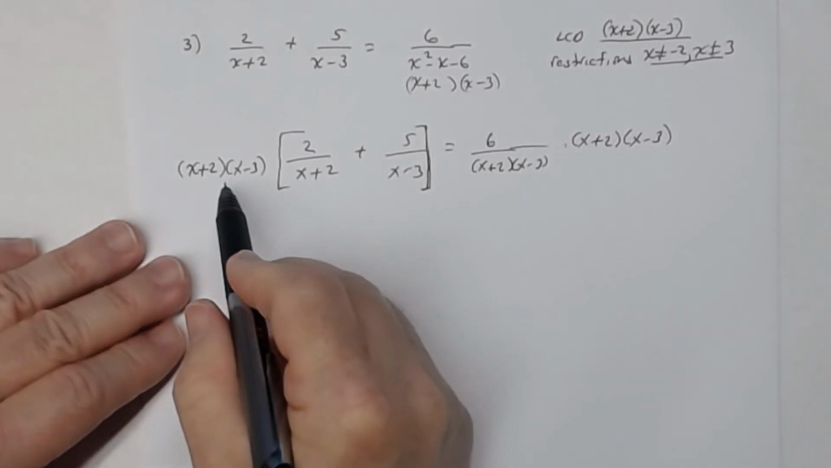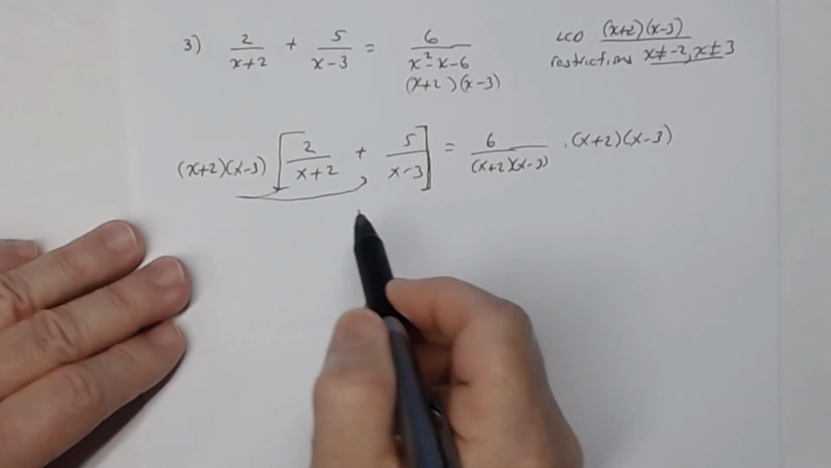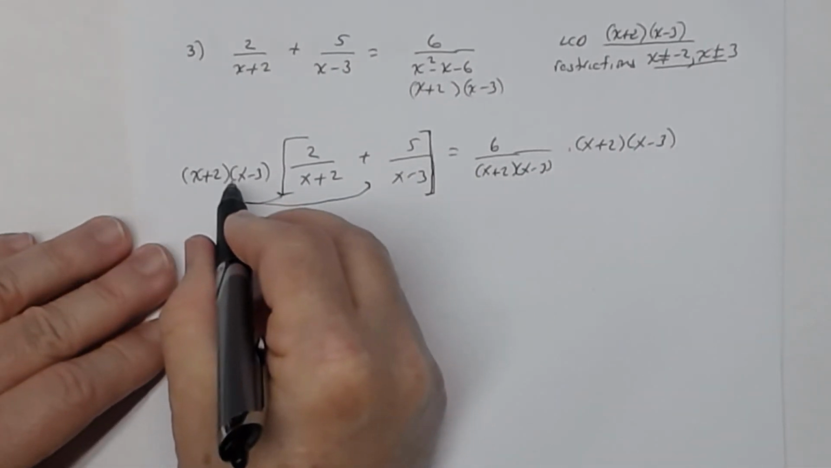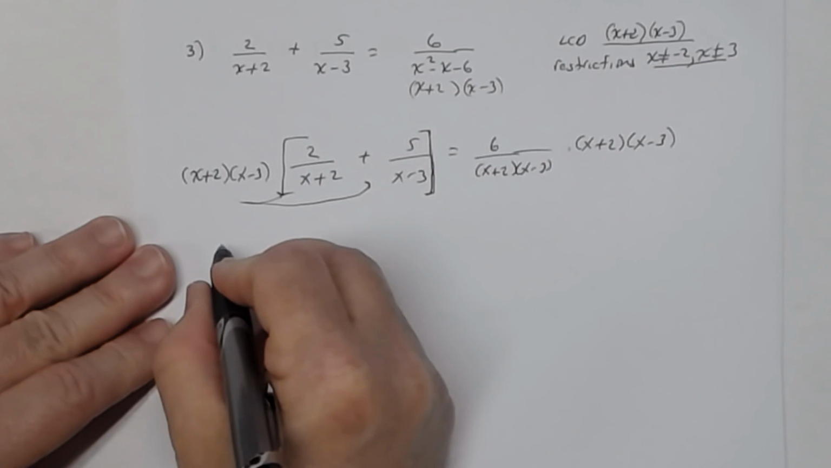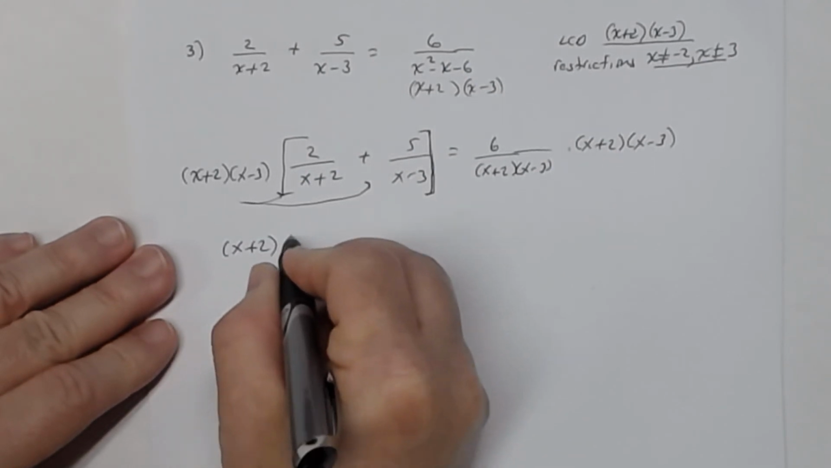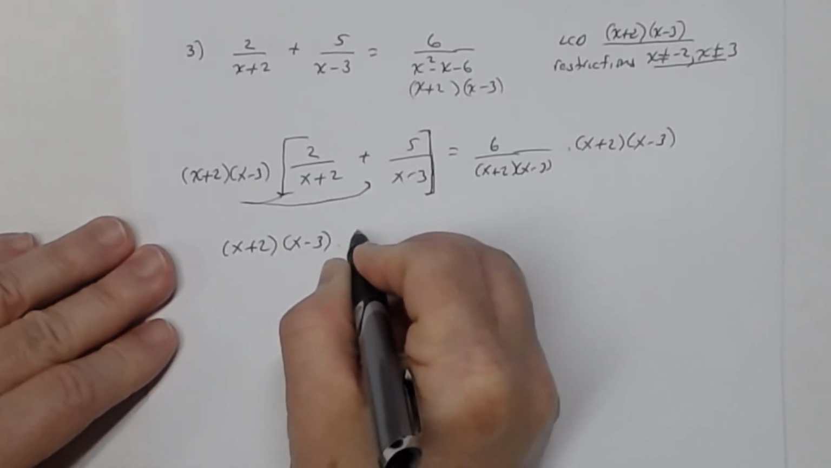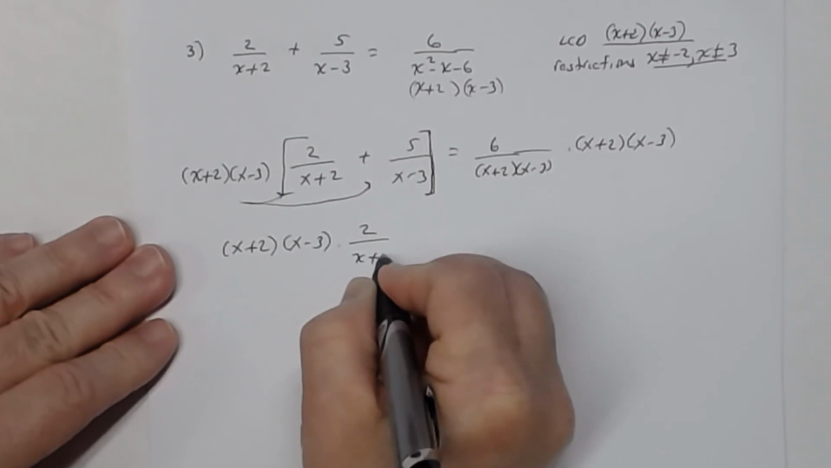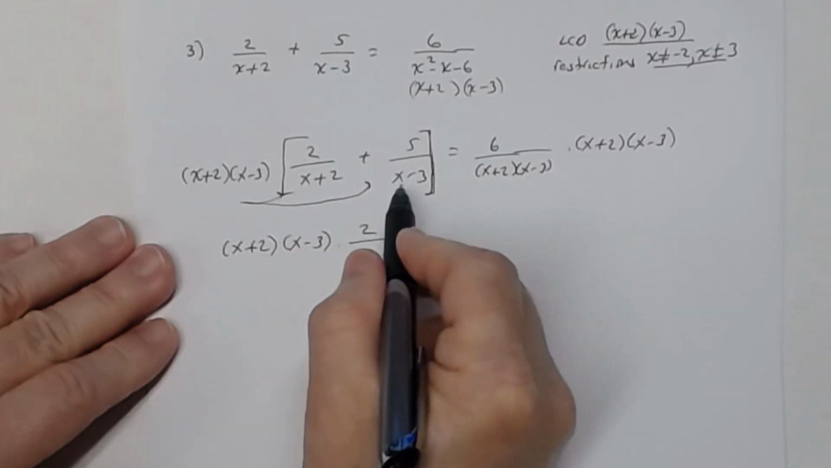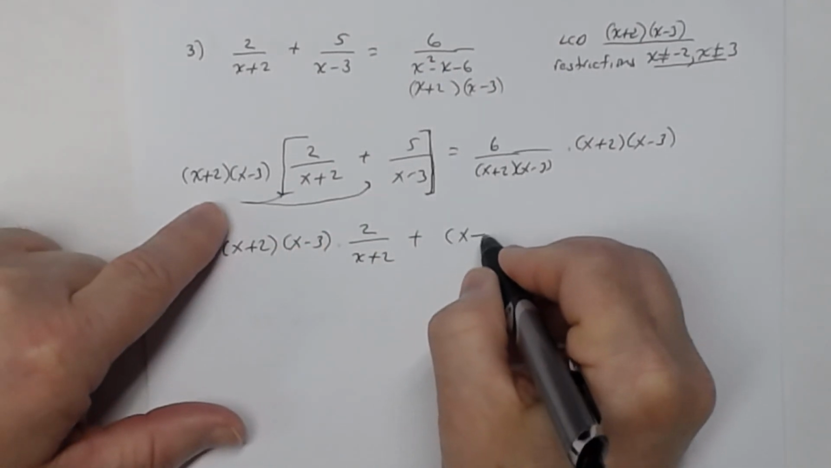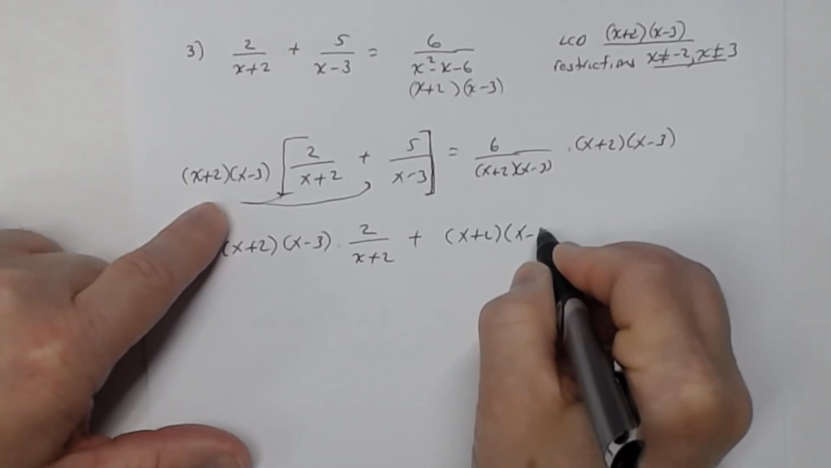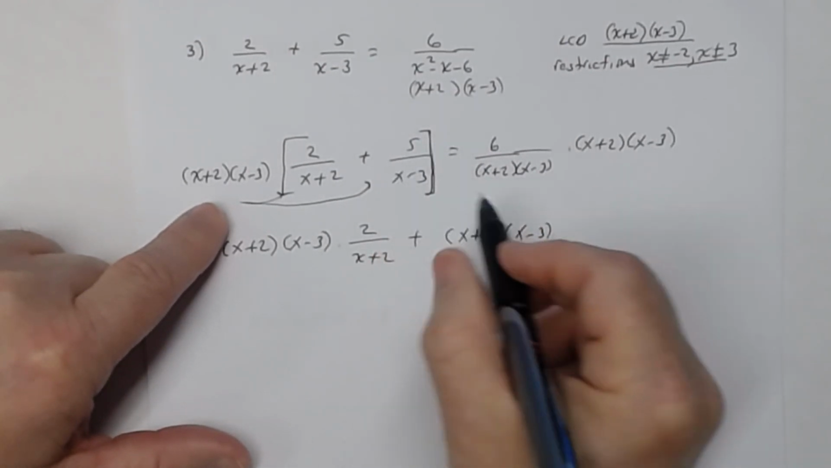Okay, now I'm going to use the distributive property. So when I do that, I get the least common denominator times this fraction. So you're going to say x plus 2 times x minus 3 times 2 divided by x plus 2, plus, and then the same thing here. The least common denominator, which is x plus 2 times x minus 3, times that second fraction.